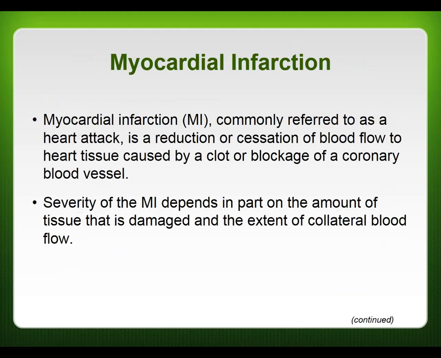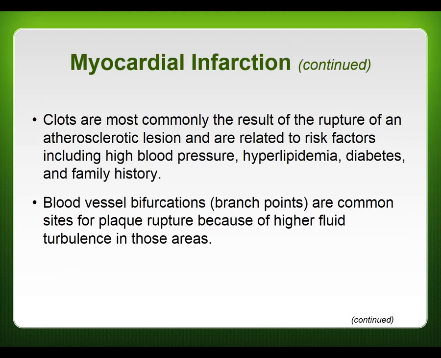Myocardial infarction is basically just a heart attack, reduced or cessation of blood flow to heart tissue caused by a clot or blockage of a coronary blood vessel. The severity of the heart attack depends in part on the amount of tissue that is damaged and the extent of collateral blood flow. Clots are most commonly the result of the rupture of an atherosclerotic lesion and are related to risk factors including high blood pressure, hyperlipidemia, diabetes, and family history. Blood vessel bifurcations, or branch points, are common sites for plaque rupture because of higher fluid turbulence in those areas.